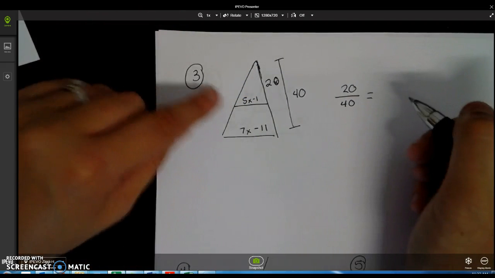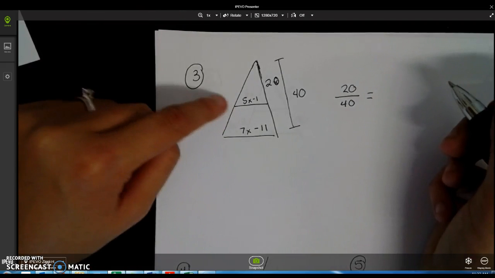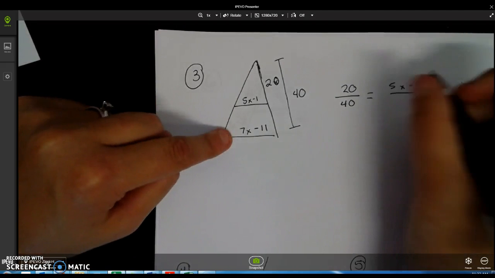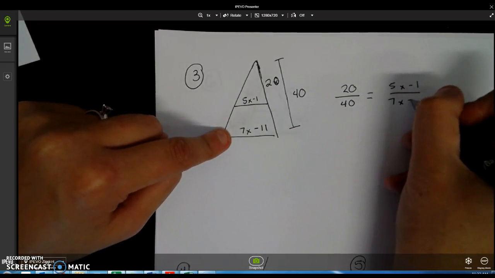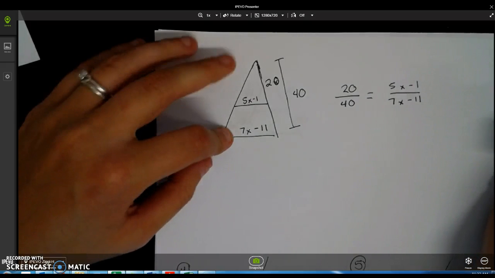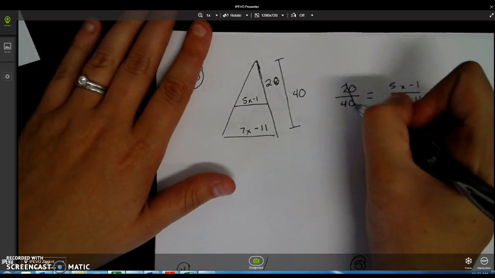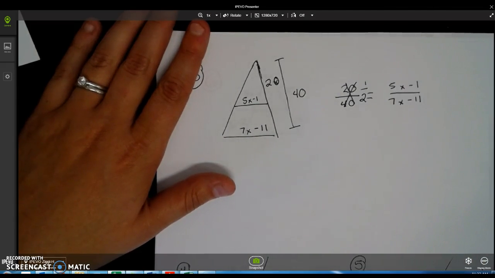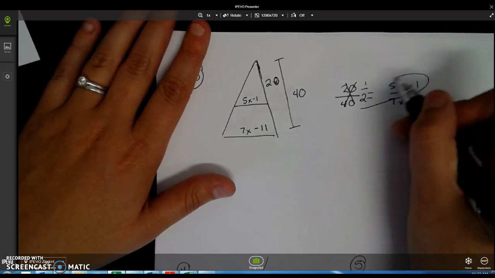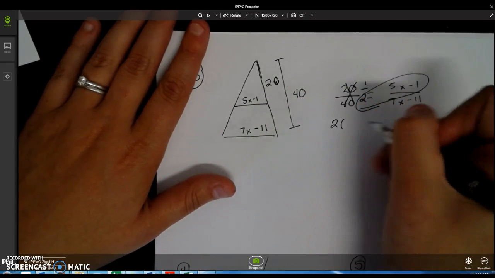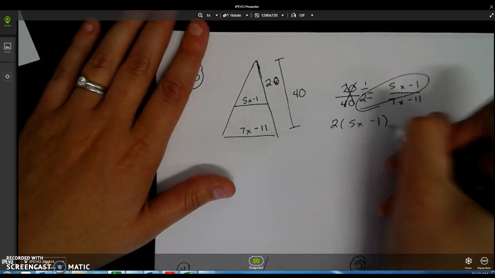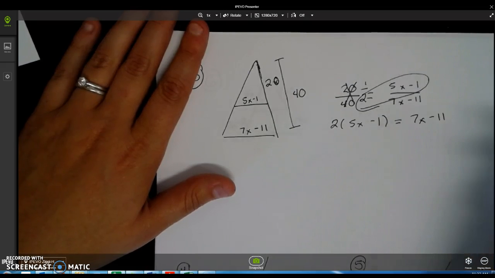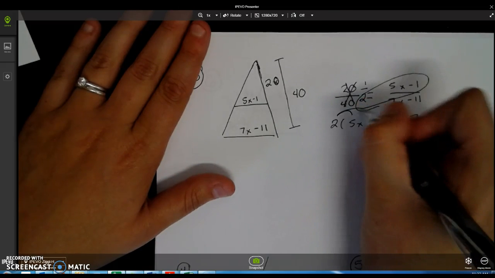And then I'm going to compare the small triangle's bottom part, that is 5x minus 1, to the bigger triangle's bottom. I'm going to go ahead and reduce this 20 over 40, both divided by 20, that gives me 1/2. That's going to make that a lot easier, right? So 2 times 5x minus 1. 1 times this is itself. Distribute.